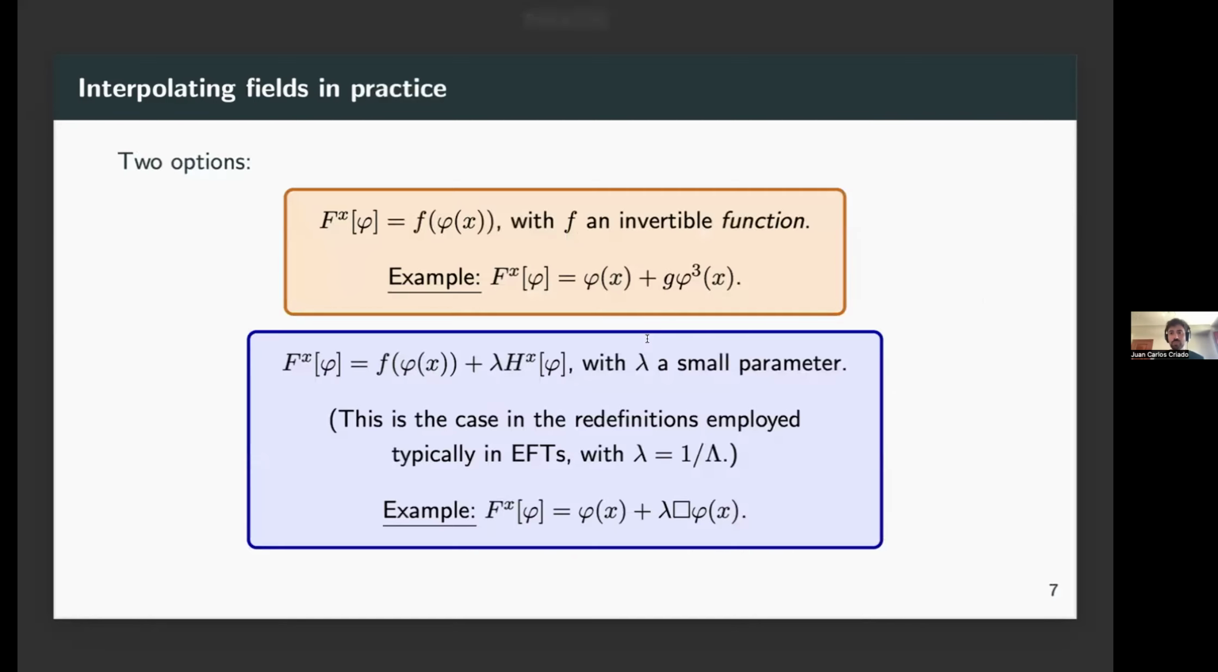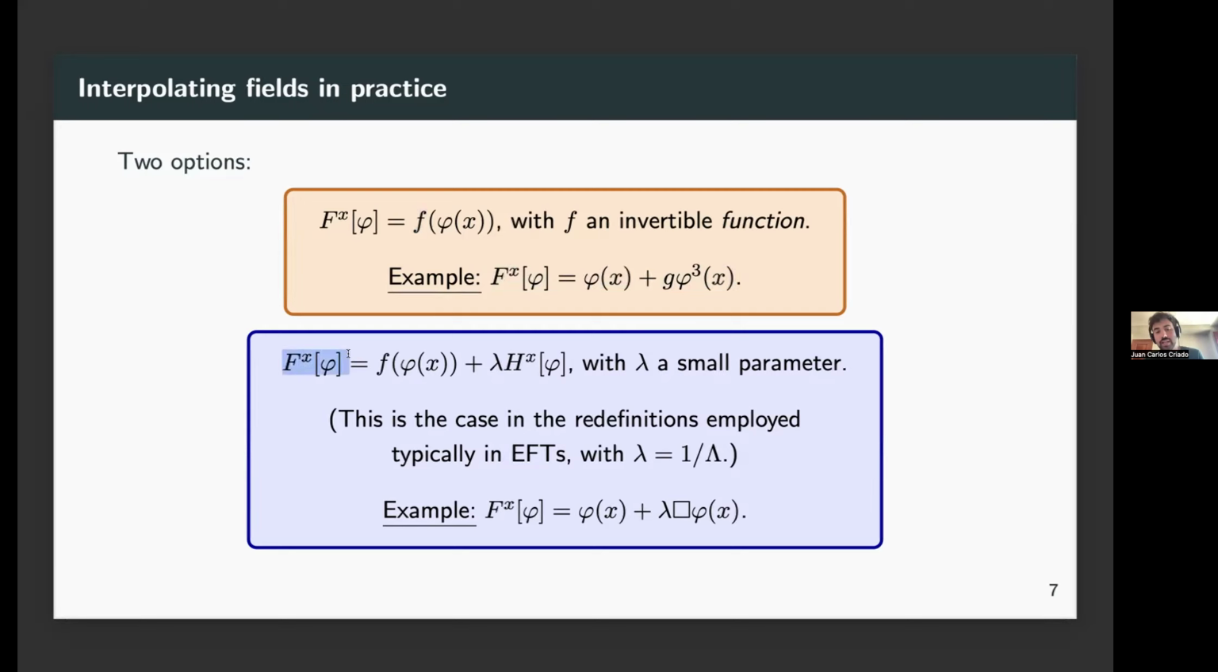But yeah, so there's a way to escape, in a sense, this. So there are two ways of building interpolating fields. One option is that the functional f is ultra-local. By this, I mean that it only depends on phi and not on its derivatives. So it becomes a small f, which is a function instead of a functional. And it just needs to be invertible. And then you can have an example like this one, right? But you can also have redefinitions that include derivatives. And that's the second option here.